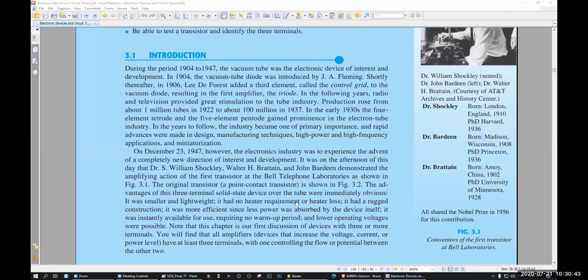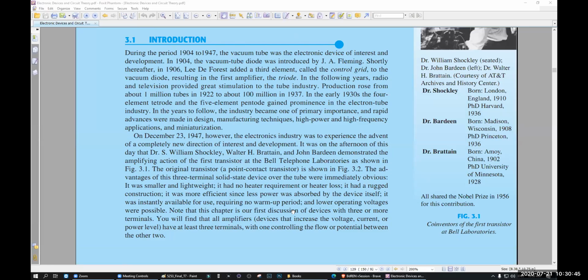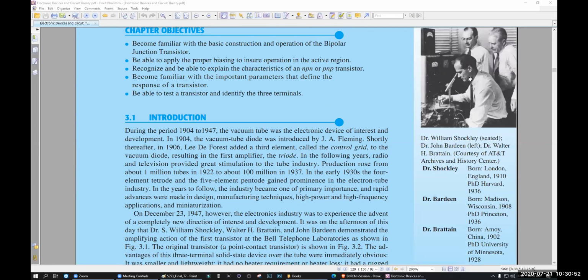And what is the history? In 1947, three scientists, William Shockley, who is seated here, John Bardeen, who is at the left, and Walter Brattain at the right, actually made the transistor in 1947. That time the transistor was a huge one, with different parts. But day by day, it became smaller, smaller, smaller.